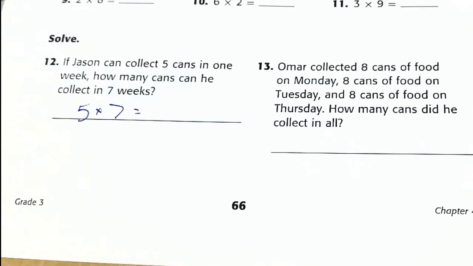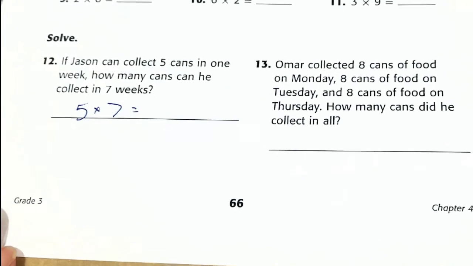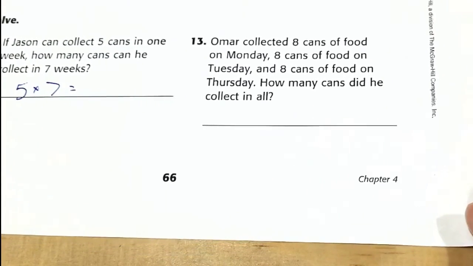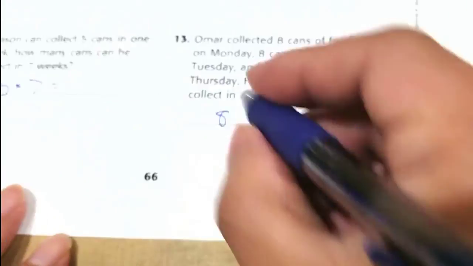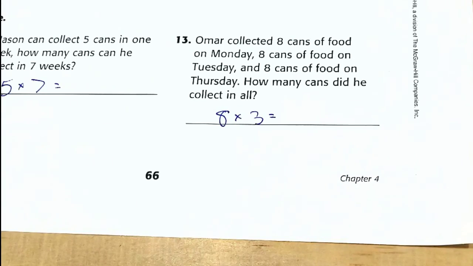Let's move on to 13. Omar collected 8 cans of food on Monday, and then 8 cans on Tuesday, and then 8 cans on Thursday. How many cans did he collect in all? So it's 8 plus 8 plus 8, or 8 3 times. Okay, go ahead and put that setup and then solve for the answer.